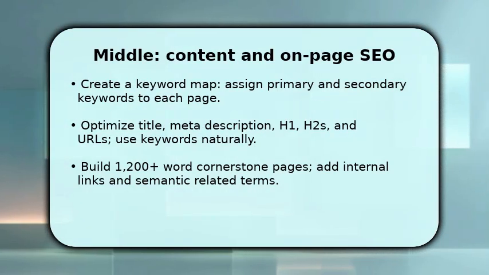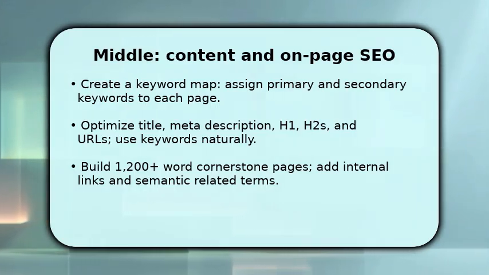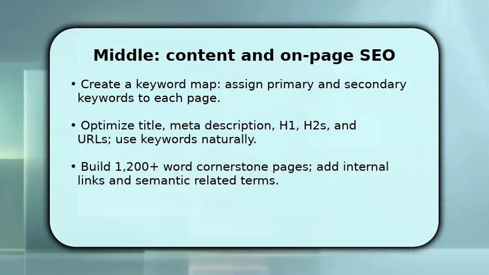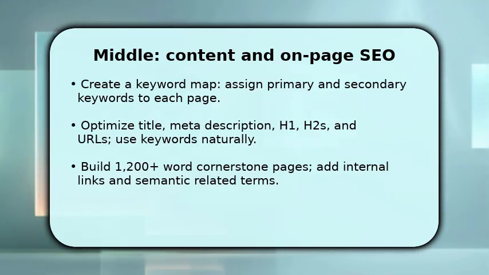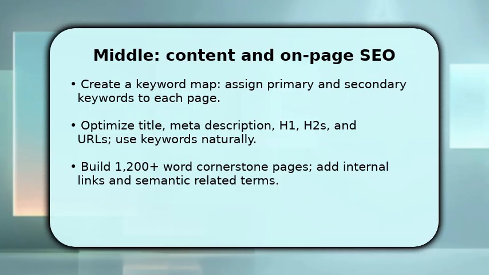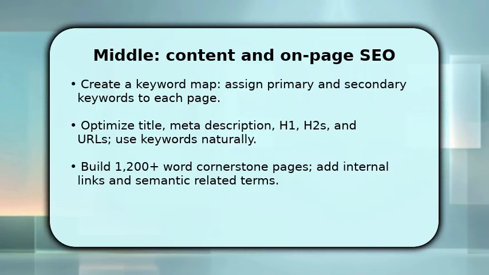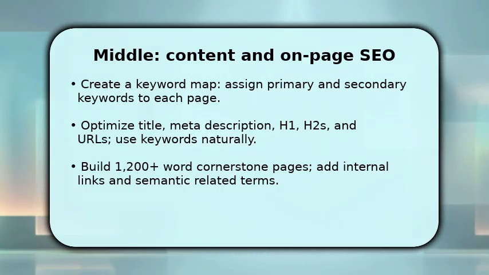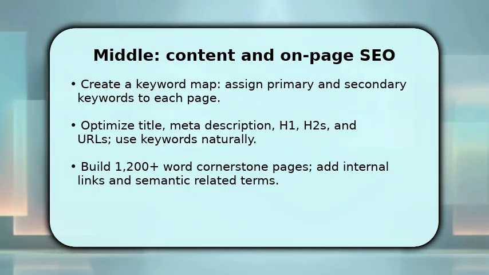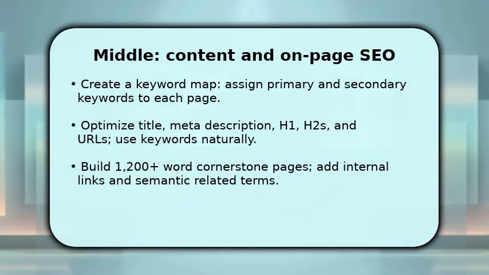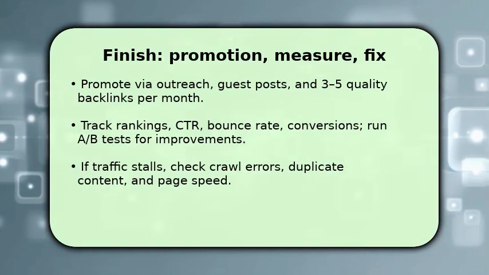Now you move into detailed execution. Build a keyword map and assign primary and secondary keywords to specific pages so there is no cannibalization. Then optimize on-page elements, titles, meta descriptions, H1 and H2 headings, and clean URLs, while using keywords naturally so you avoid penalties. Create cornerstone pages around high-value topics with comprehensive 200+ word content. Include internal links to related posts and add semantic terms. This structure tells search engines what your pages are about.